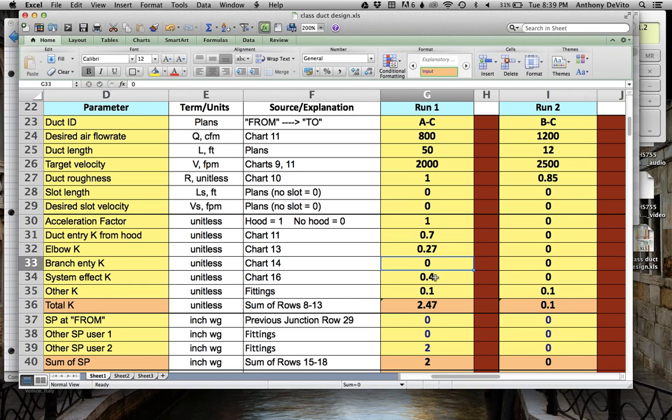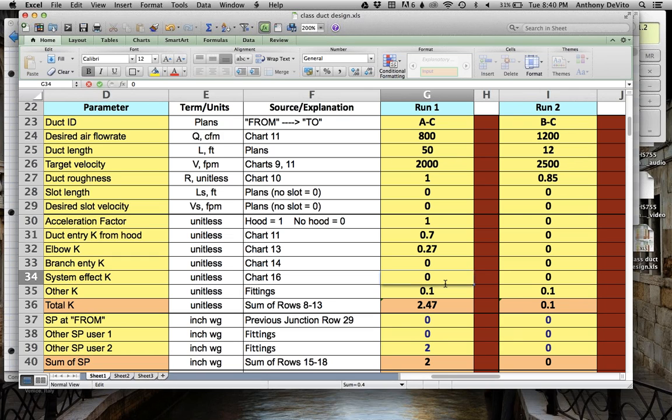Good. Okay, now the branch entry. Is there a branch entry involved here? No, right? Okay, is there a system effect factor? What is a system effect factor? A system effect factor is when something unusual is going on that's going to give you some extra turbulence.